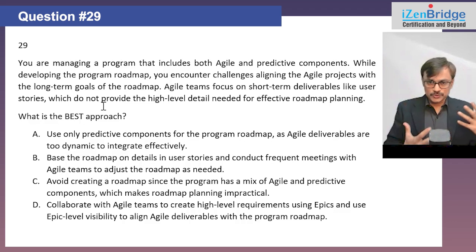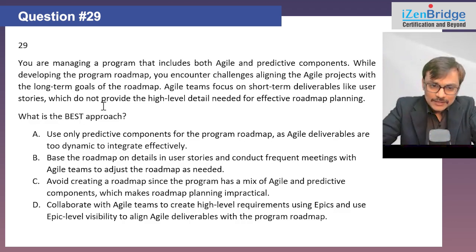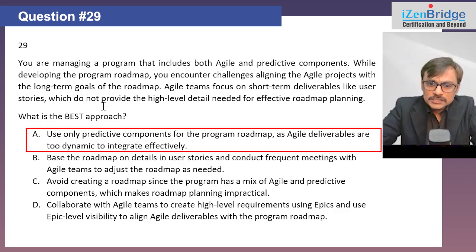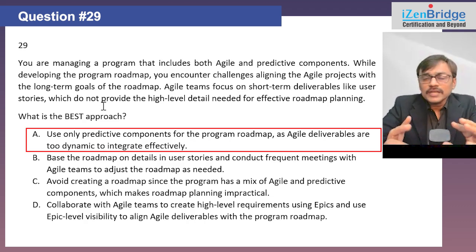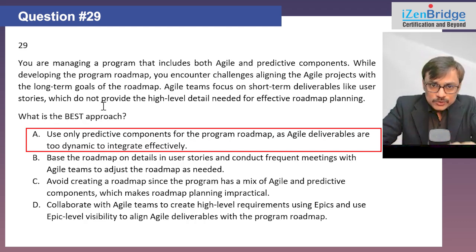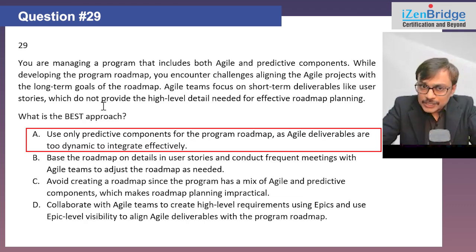The teams are working on the user stories and you are struggling with the high level roadmap. Option A, use only predictive component for the program roadmap as agile deliverables are too dynamic to integrate effectively. Now, you are saying that the agile part of their work we will not show in the roadmap. But then we are not giving the complete picture to our stakeholders. I need to show the overall direction of our product, our program, how are we achieving benefits over the timelines. We need to show interdependency between various components. We need to show milestones. That all has to come out from the roadmap. Yeah. So I can't exclude part of my program. It will not give me the holistic view.